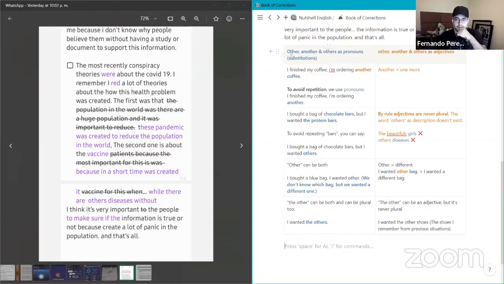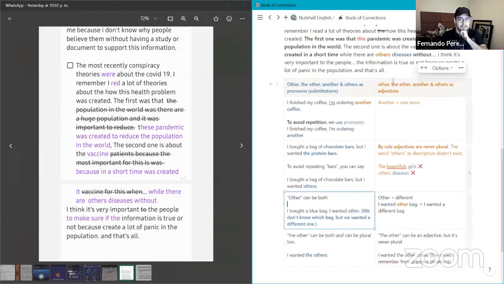So we are comparing other, the other, another, and others. It's different to say other and the other, Perla, in your example. And in Carla's example, it's different to say other as an adjective and other as a substitution. If it's an adjective, it will never be plural.